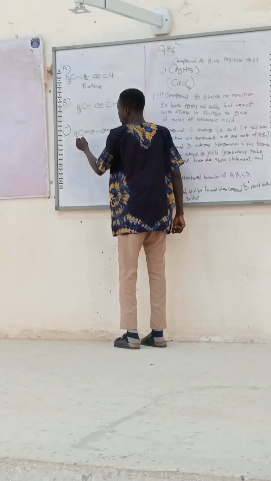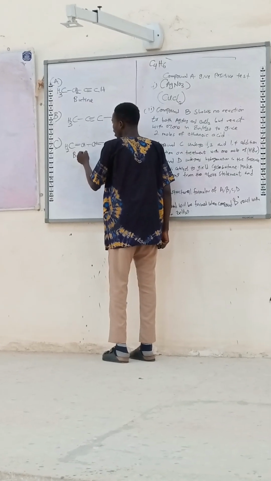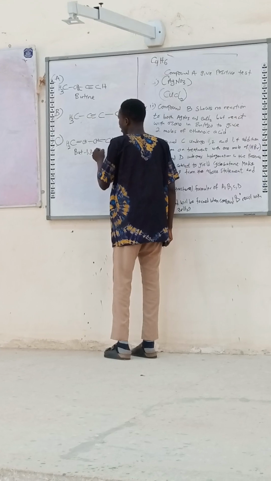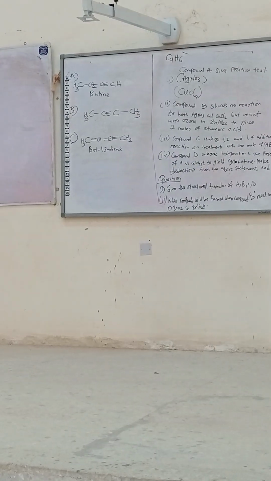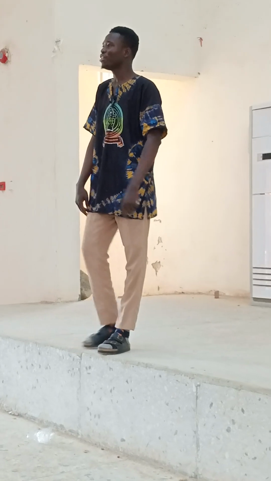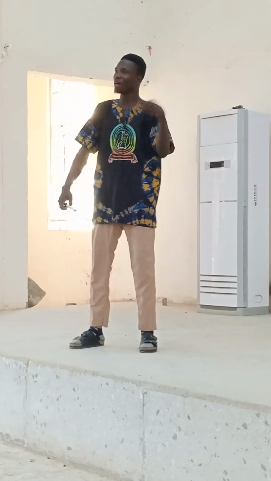And this one will be but-1,3-diene. That means if you want to create an alkene that has the same molecular formula as an alkyne, you double the double bond. When you have two double bonds, the hydrogen will be enough for us. So but-1,3-diene is another compound that you can create with C4, and it's possible.